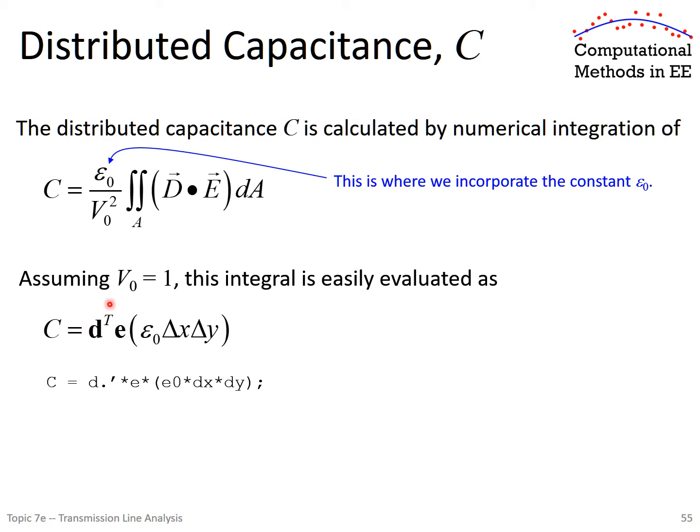So I do this dot product to get a single number and then multiply by that, and it's a slightly faster calculation. Now in MATLAB, what does that look like? It just looks like this.